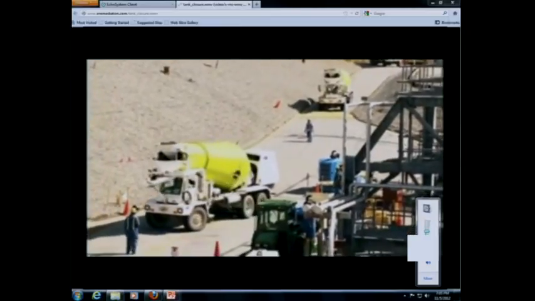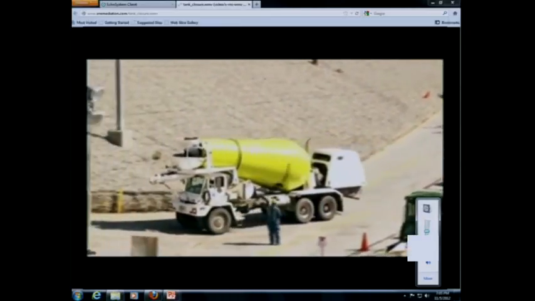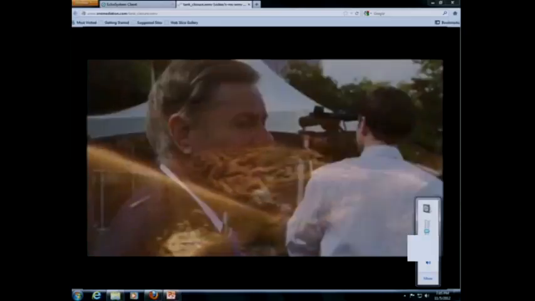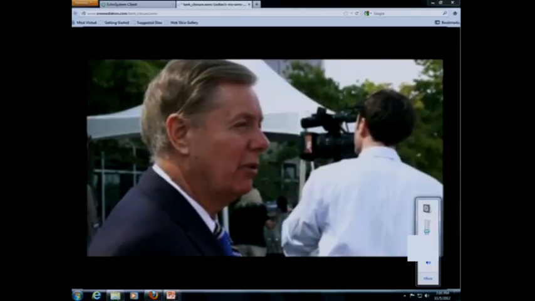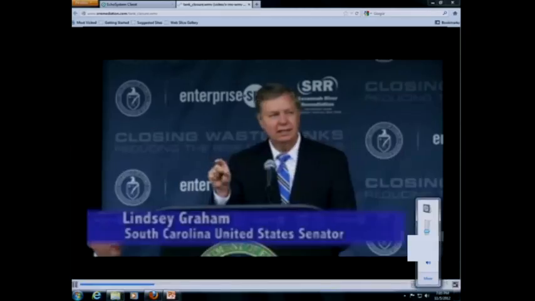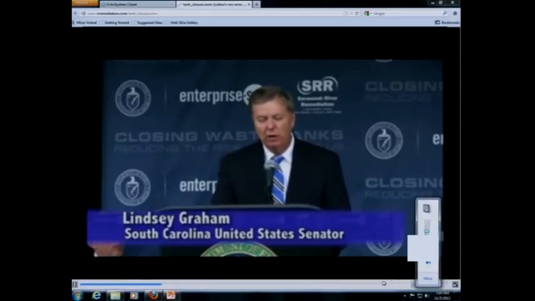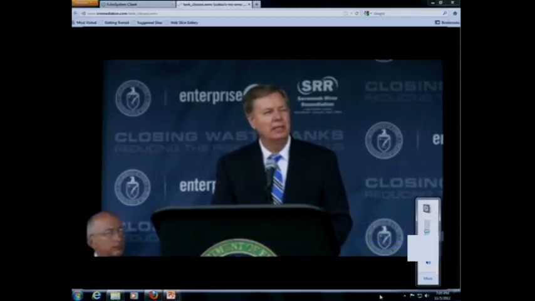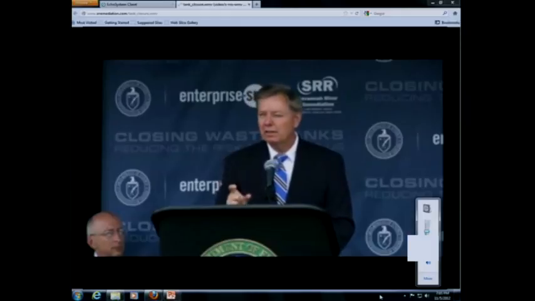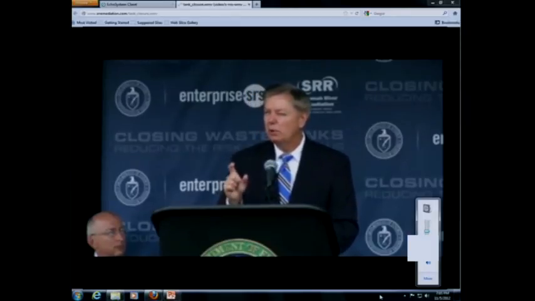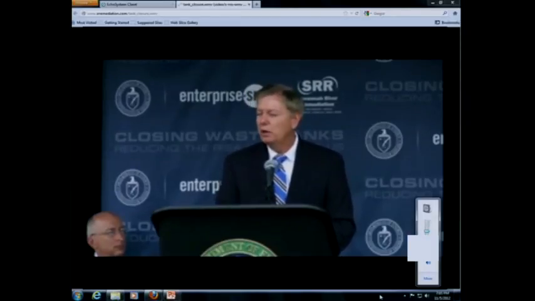The legislation was sponsored by South Carolina Senator Lindsey Graham. Because of your success, because you proved all of us right in 2004, the opportunity to have sound environmental policies and sound budget practices is alive and well.